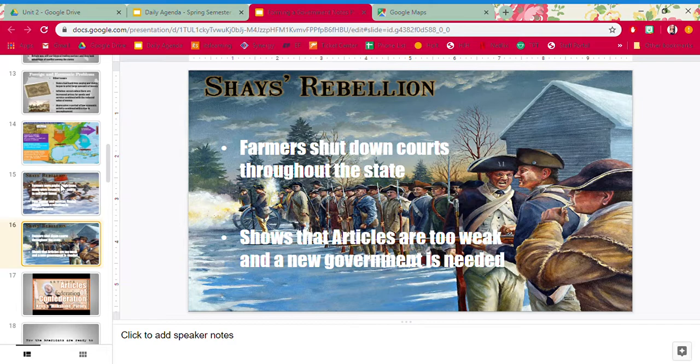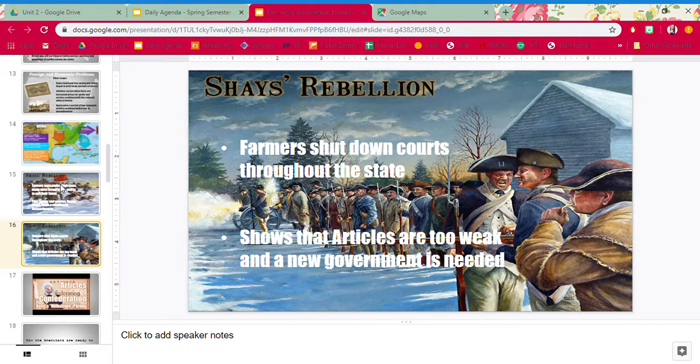And he's like, yeah, this is unfair. They're taking our land. They're trying to tax us. And they literally shut down the Supreme Court of Massachusetts. And so therefore, nothing could get done. They were threatened that they were going to be captured and sentenced to death, but that just got them even more excited and wanted to rebel even more.